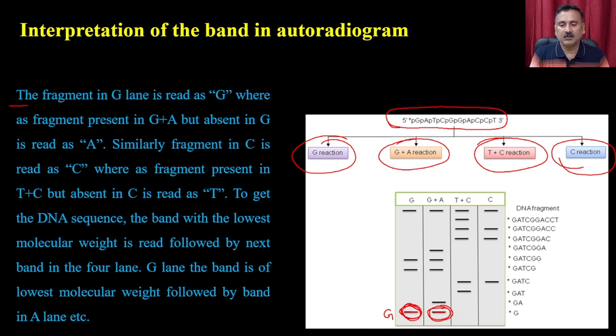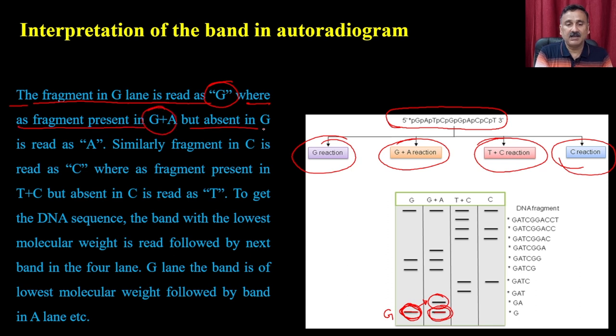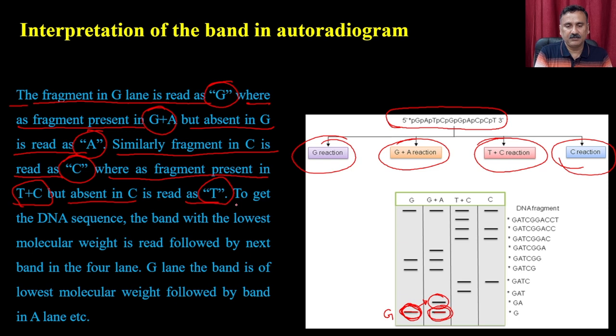So from here, this is going to be read as G. Then you go in the reverse direction. The fragment in the G lane is read as G, whereas the fragment in the G plus A lane but absent in G is read as A. Similarly, the fragment in C is read as C, whereas the fragment present in T plus C but absent in C is read as T. If the two fragments are present at the same distance, of the same size, then it is going to be read as C rather than T. But if the fragment is absent in C but present in T plus C, then it is going to be read as T.